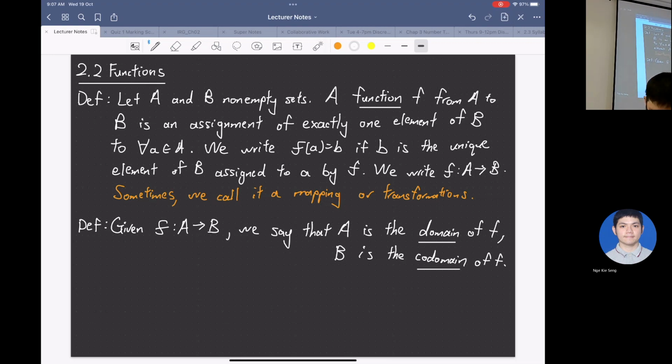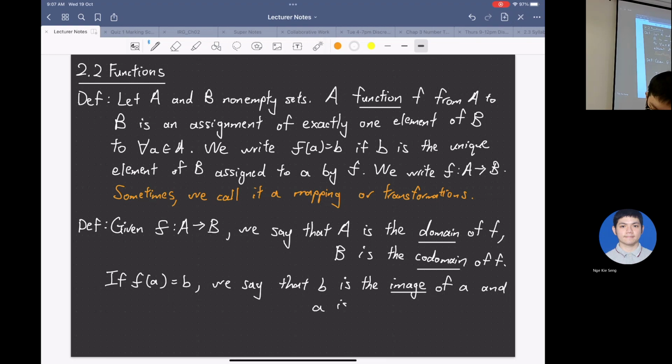And if f(a) equals b, we say that b is the image of a, and a is a preimage of b. And then all the places that f can reach in the codomain is called the range.